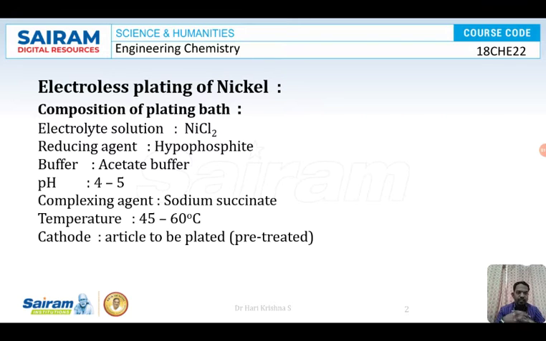The complexing agent is used in order to prevent the reduction of nickel elsewhere. Reduction should occur only on the surface of the metal, not elsewhere. For that sake, you are going to add sodium succinate, the complexing agent. This sodium succinate will attack the nickel ions and form a complex, and liberate them only on the surface of the metal. Next, the temperature is 45 to 60 degrees Celsius. The cathode, as usual, is the article to be plated.